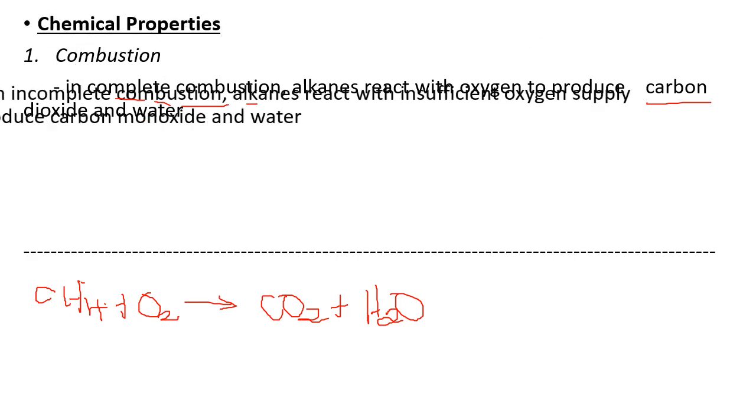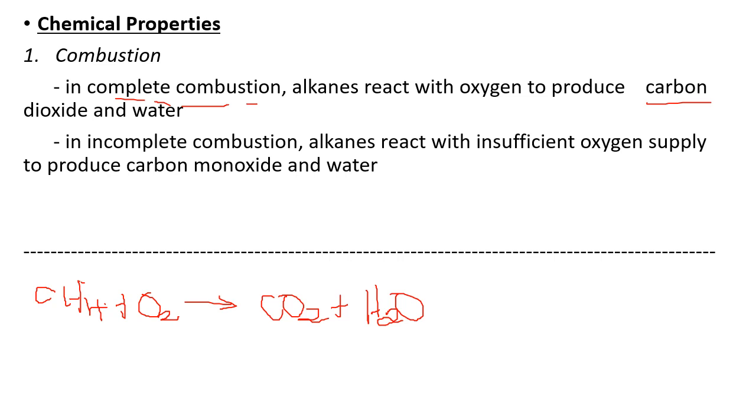Then the next property is that in incomplete combustion, alkanes react with insufficient oxygen supply. This is the keyword. So in insufficient oxygen supply, meaning that there is less oxygen supply. So I'll give another example of methane reacting with oxygen gas. Then in this case, since the oxygen gas is less, so meaning that it's insufficient, it will only produce what? Carbon monoxide, not carbon dioxide, plus water.